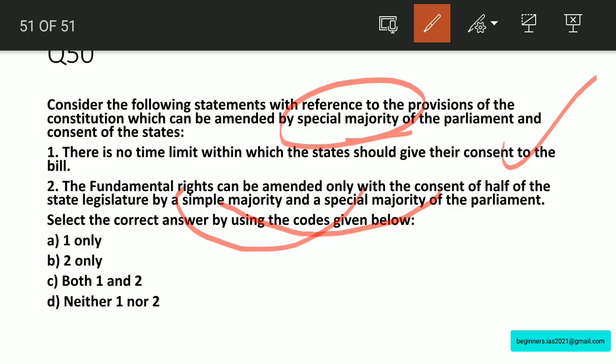Okay, so I'll give you a few more details about special majority of parliament and consent of the states. See, what are the provisions? The election of president, that is federal. Election of president and its manner, extent of the executive powers of the union and the states, Supreme Court and High Court, distribution of legislative powers between union and the states, anything in the 7th schedule, representation of states in parliament, and powers of parliament to amend the constitution and its procedure. So these are the things that need a special majority.